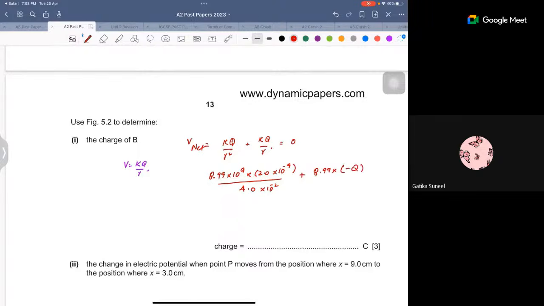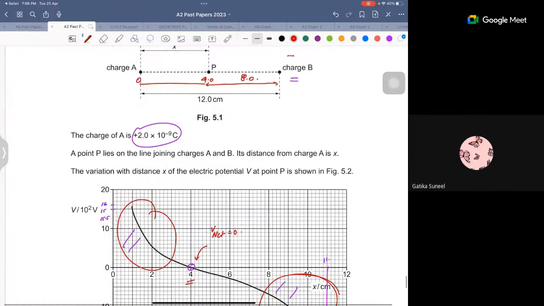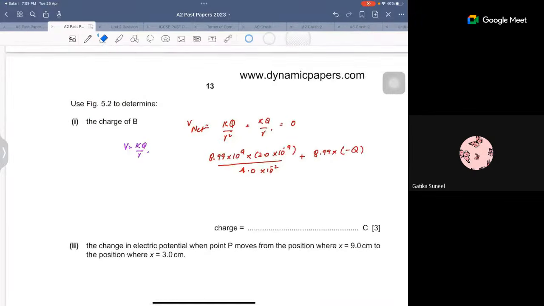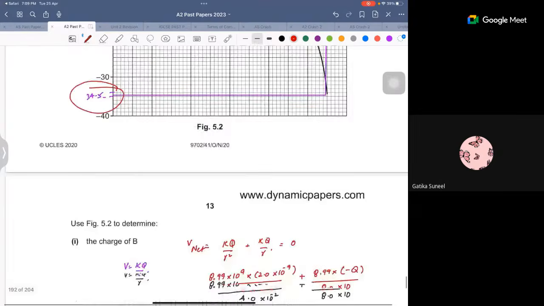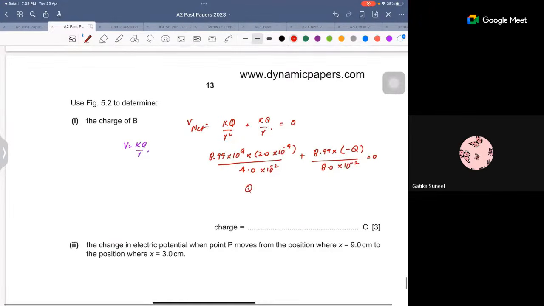The reason why I'm taking it negative is because I know that if it is on the negative potential side, this charge has to be negative. There's no other way. Divided by this distance, which was 8.0 times 10 raised to power minus 2, equals 0. So what do you get as the charge?